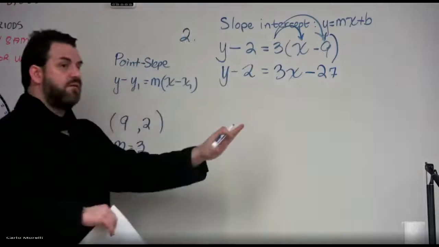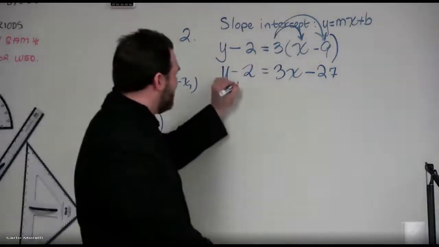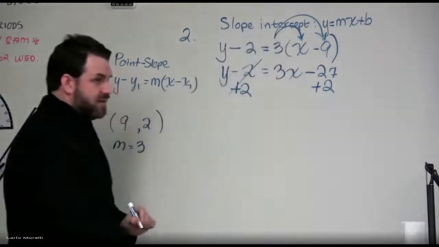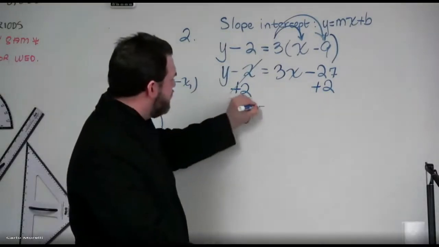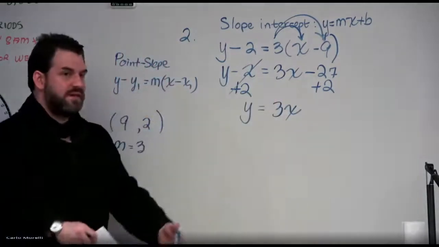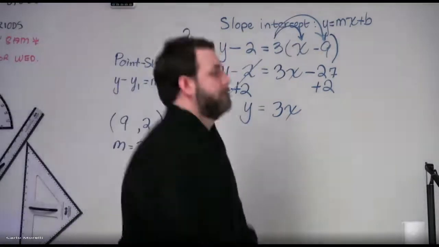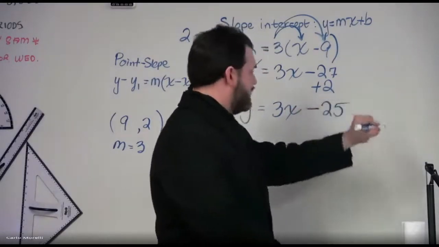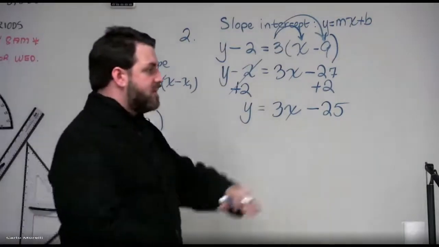Now to fully resolve this, we have to do additive inverse. Very good. So we do plus 2 on both sides. And we have y by itself on the left equals 3x negative 27 plus 2. So negative 27, negative 26, negative 25. There it is. So this is now in y equals mx plus b format.